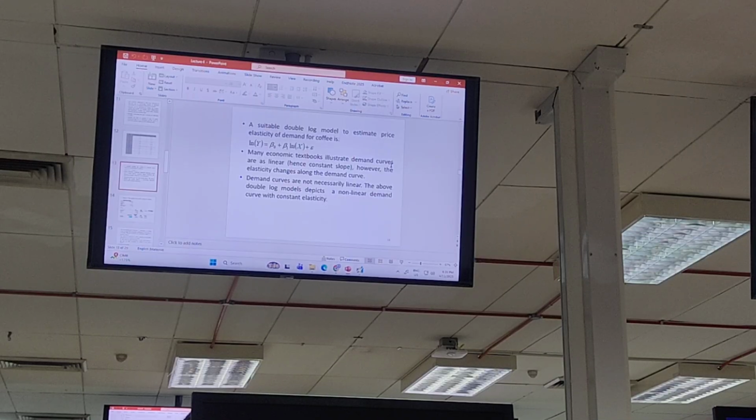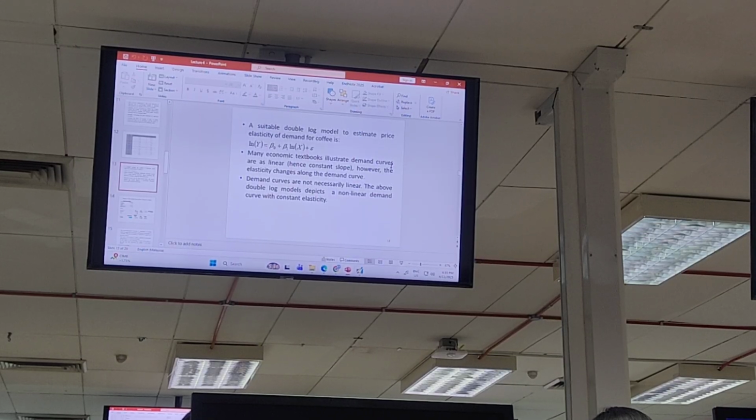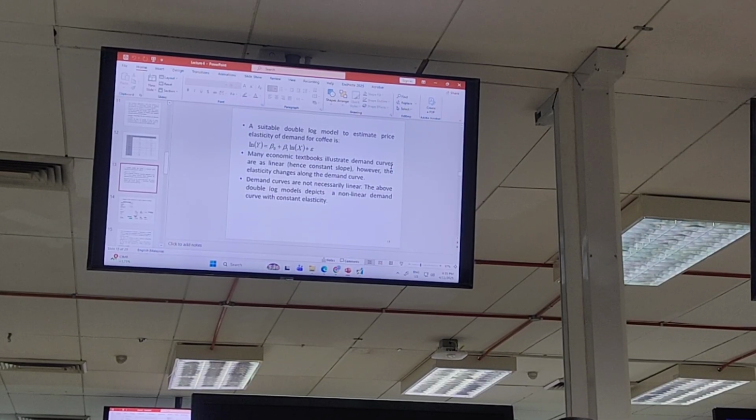Many economic textbooks illustrate the demand curve as linear, hence a constant slope. However, the elasticity changes along the demand curve. The demand curve is not necessarily linear. The above double log model depicts a non-linear demand curve with constant elasticity.